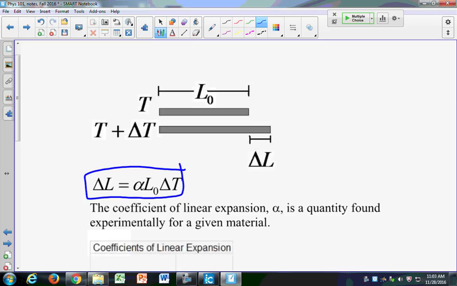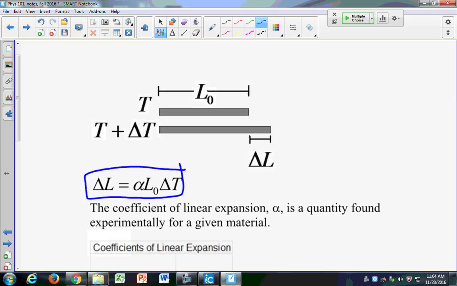So let's say I have an object with an initial length L naught, and I heat it up by some temperature, delta T. I make an increase in length by delta L as it heats up. Like your bridge, or if you have a metal bar and you heat it up, it will expand. Now this alpha is called the coefficient of linear expansion, and it's generally found experimentally.